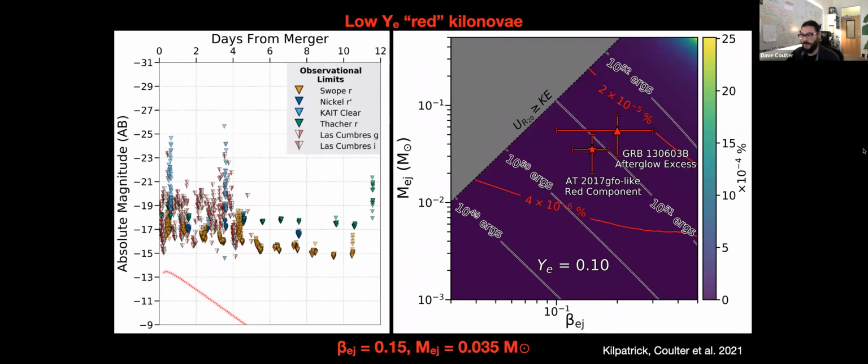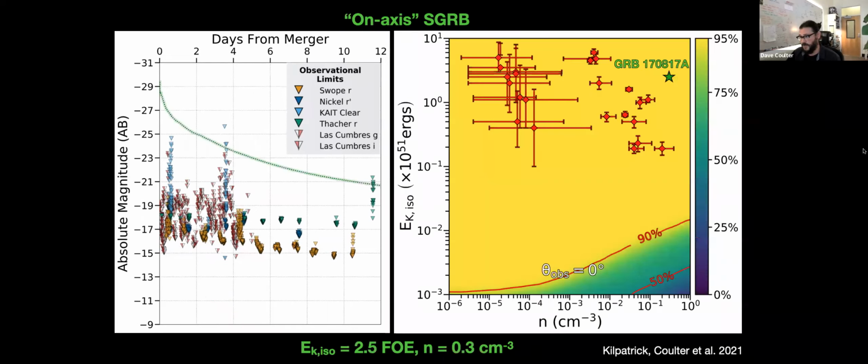fainter and slower evolving. We have pretty strong constraints on whether or not there was a gamma ray burst that was pointed at us. And we have pretty good constraints as well if that gamma ray burst was up to like 17 degrees off, just like the gamma ray burst associated with the kilonova.